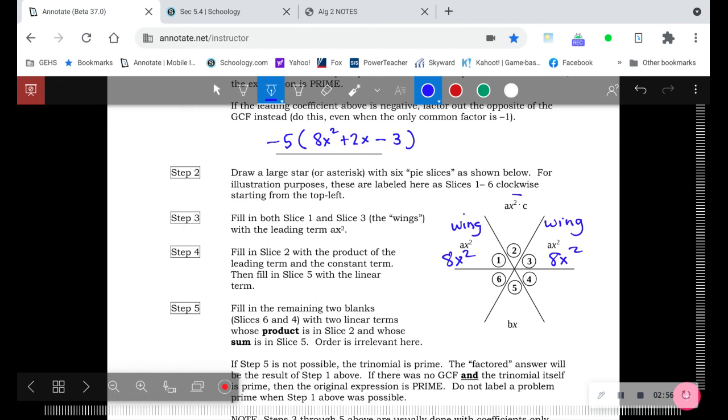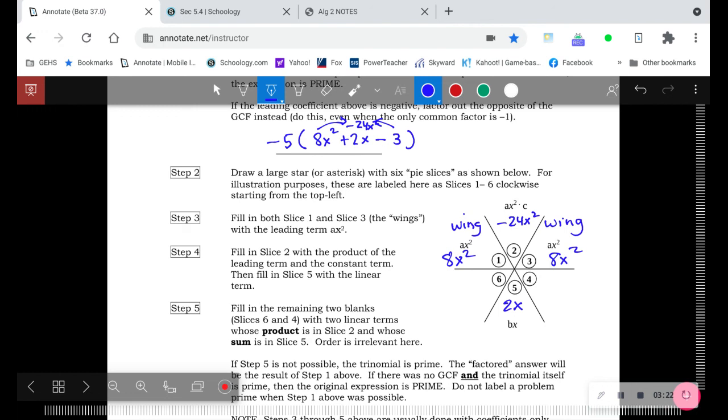Okay, the next thing you do is you put ax squared times c up there, and it would be the front. This is the ax squared part, and the c is the back part. So we multiply those together, negative 24x squared, and that goes up here, negative 24x squared. Underneath it, you put this middle term. That's the bx part, so just 2x there.